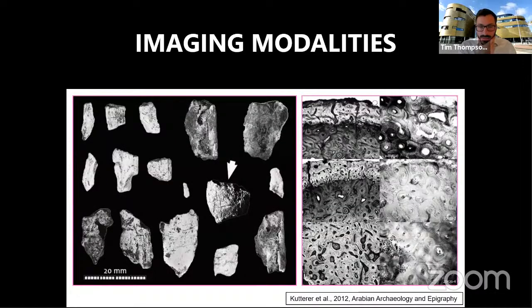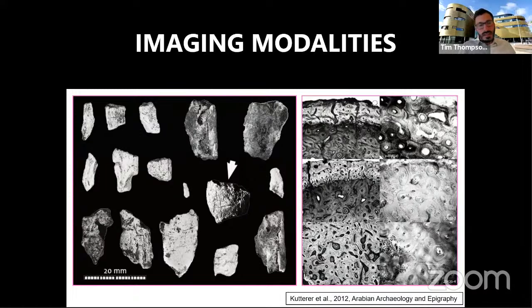This is another paper that I quite like, and this is from Kutura. They had a context in the United Arab Emirates where they had recovered a collection of burnt material, and they weren't sure if it was human or if it was animal material. So they used histological slicing and then imaging through that to make a conclusion as to whether or not this is human material or animal.